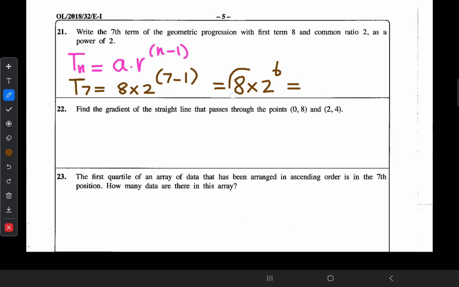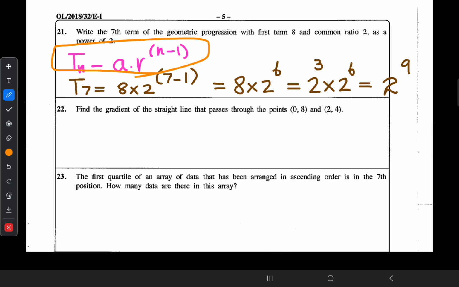So I can denote 8 as 2 to the power of 3, multiplied with another 2 to the power of 6. If the same bases are multiplied, we can add the indices. So it would be 2 to the power of 9. I'll repeat once more. This is the formula in geometric progression to find the general term. You can substitute the relevant values. 8 into 2 to the power of 6 is the answer, and instead of 8 we can write 2 to the power of 3.